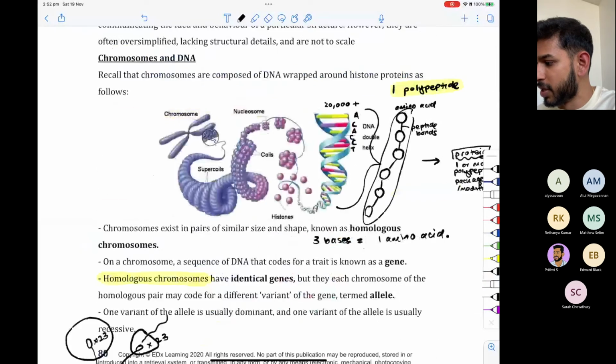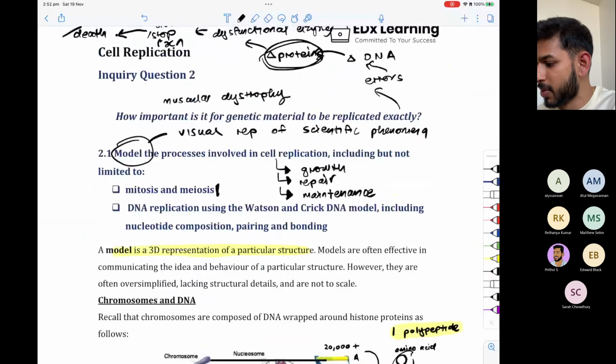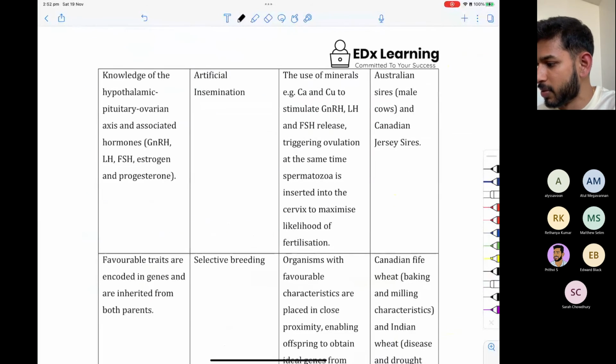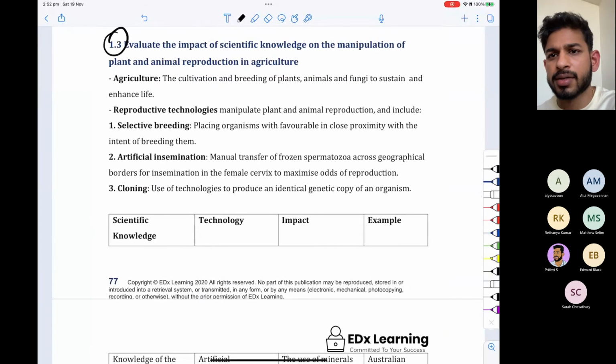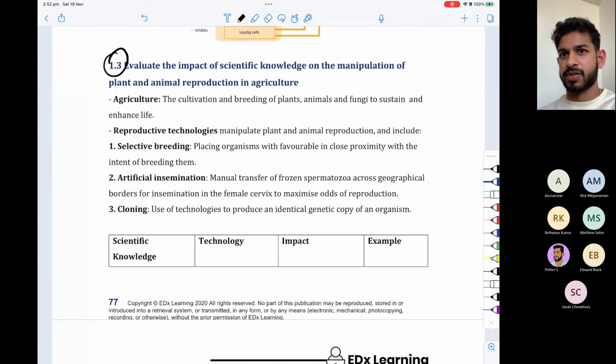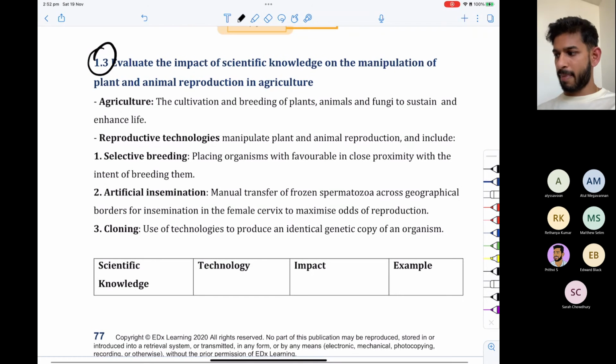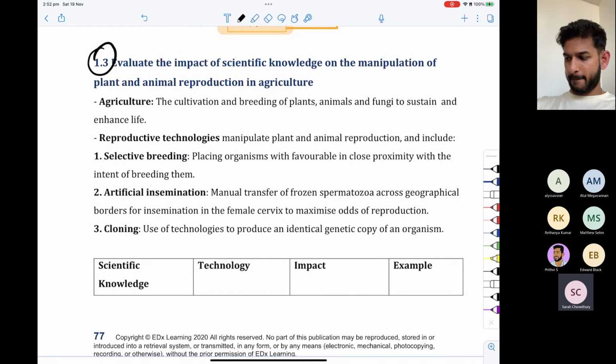I think for cell replication, I'll need to go through this in much more detail. How about we actually go up here and do this dot point here? Could I get Sarah? Can you actually read out the dot point for us? 1.3. Evaluate the impact of scientific knowledge on the manipulation of plant and animal reproduction in agriculture.